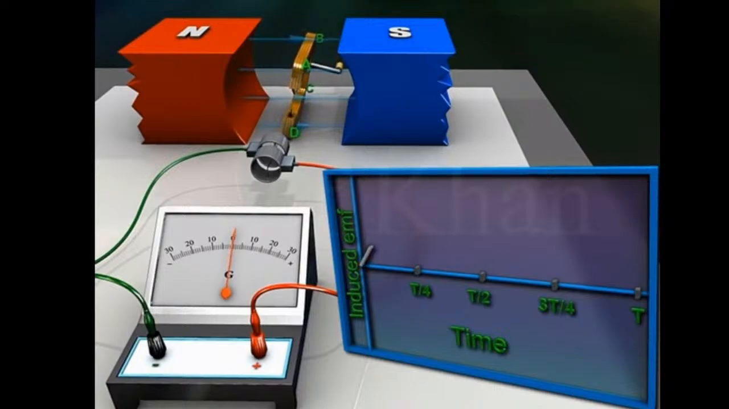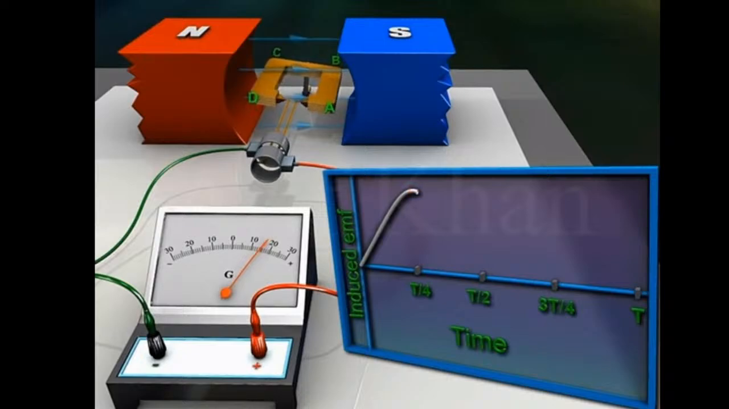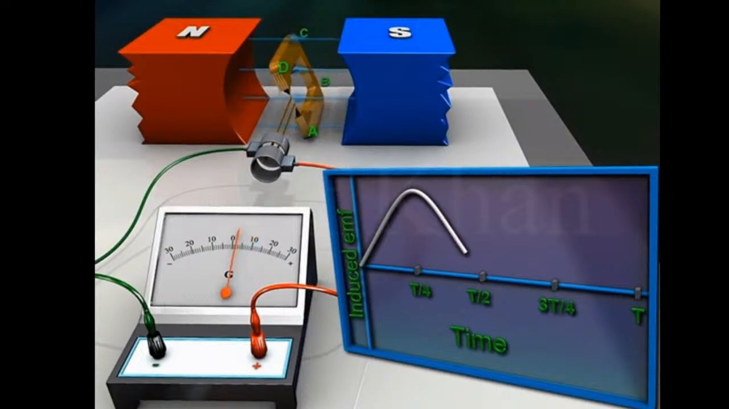During the first quarter rotation, the induced EMF increases. Then, at time t/4 seconds, the armature becomes horizontal. At this position, the rate of change of magnetic flux momentarily attains the maximum value. Therefore, the induced EMF at this position is maximum. During the second quarter rotation, the induced EMF decreases. Then, at time t/2, the armature again becomes vertical and therefore the induced EMF is zero.